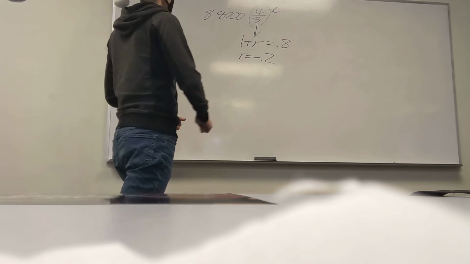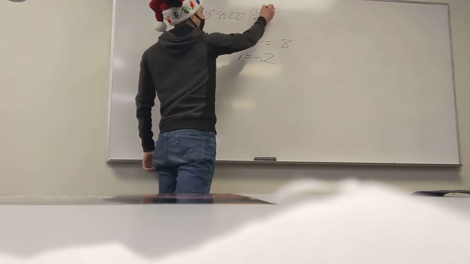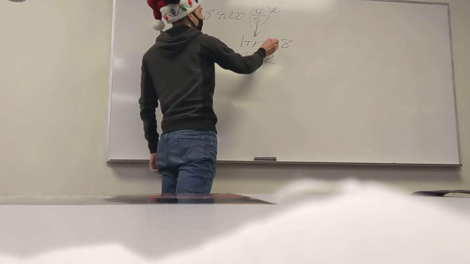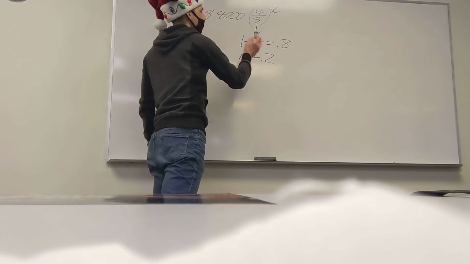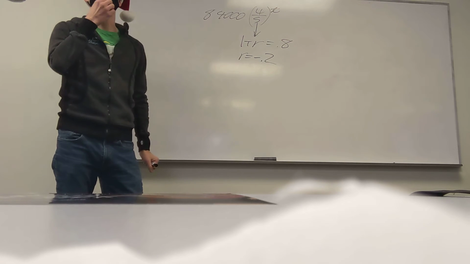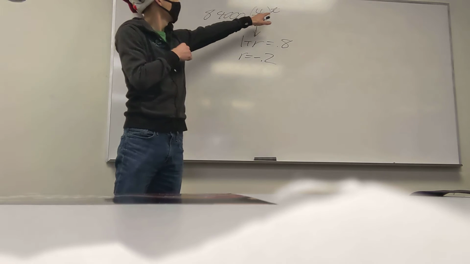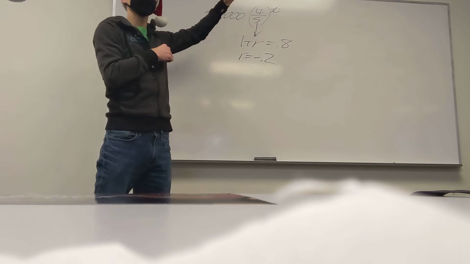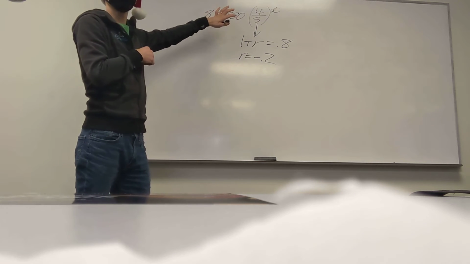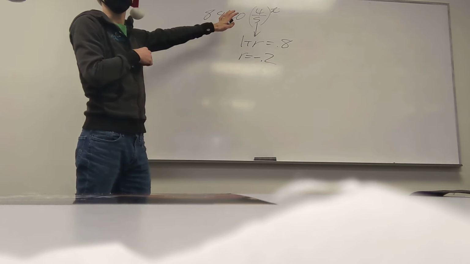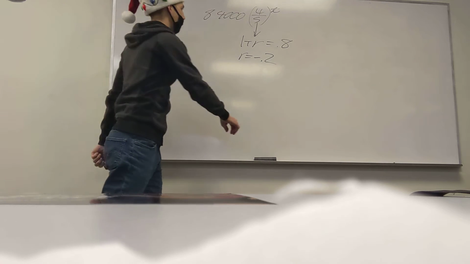So again, this is your 1 plus r. 1 plus r is 0.8. r must be negative 0.2. Check, check. Then just plug in the number of years that it's doing that for. So this is a compound growth formula, but it's a negative growth rate. Yeah, Jana?